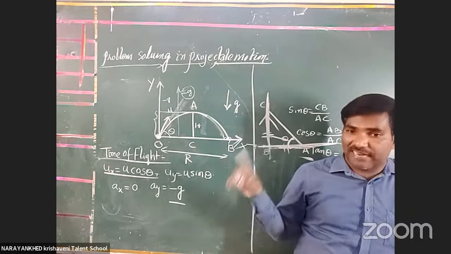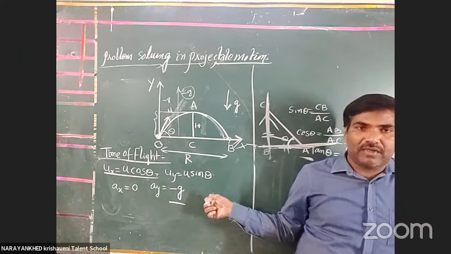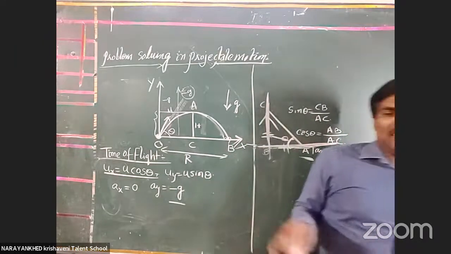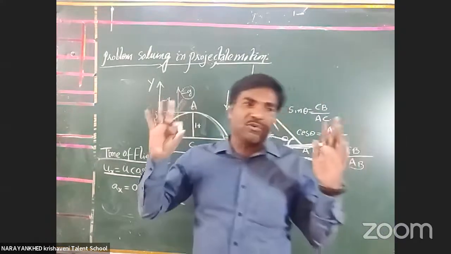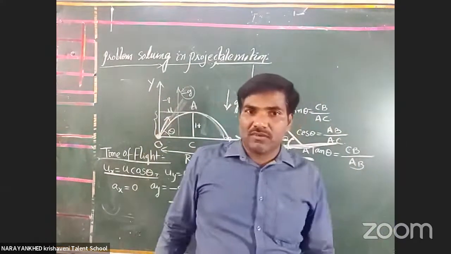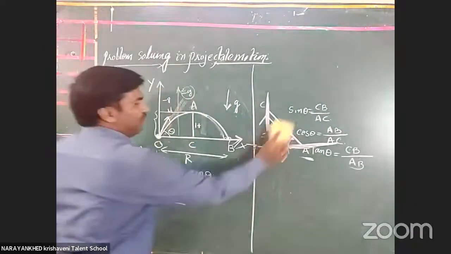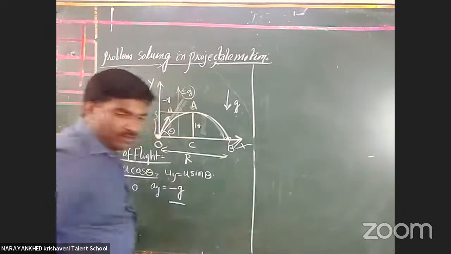Okay, now what is the sign of it, positive or negative? We have to find that first. Then next you have to select one equation. What are the equations? Any one or two from the six equations. You have to find this out. For the purpose of the time of flight, what equation is required to solve it?